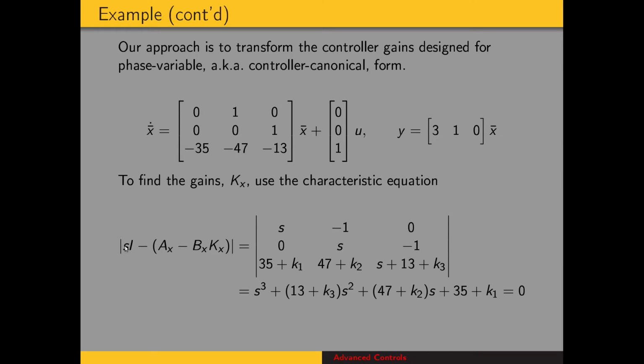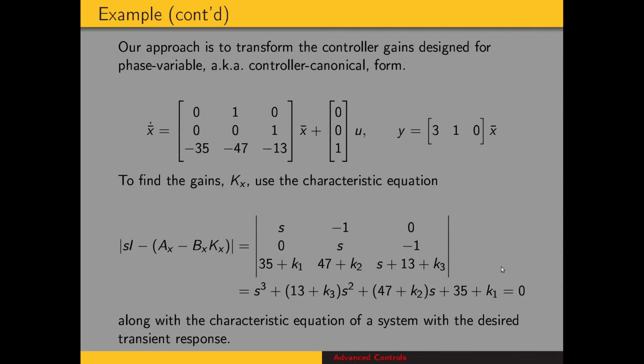So here is the formula for the characteristic equation. We've got the closed loop state matrix, and again we have the subscript x to indicate that it goes along with this representation. And here is that matrix, take its determinant, and we get this third order equation with our unknown gains k sub x. And now we set that equal to the characteristic equation of a system with the desired transient response, and that's the 20.8% overshoot and 3/4 second settling time.